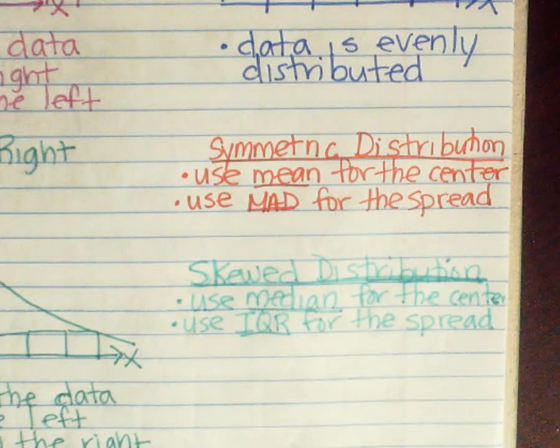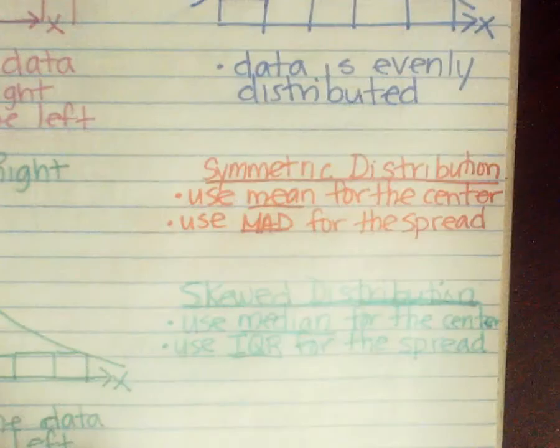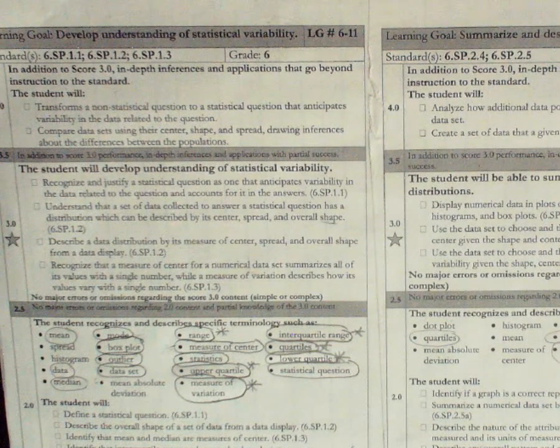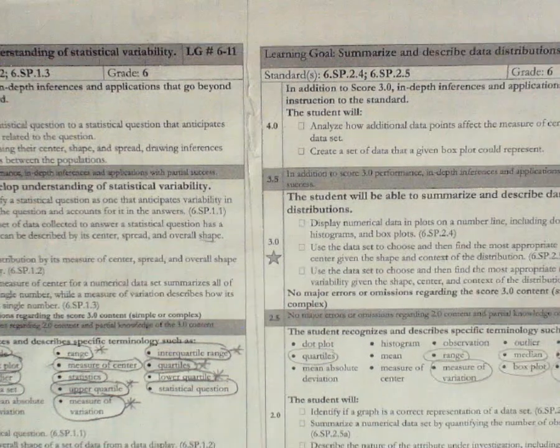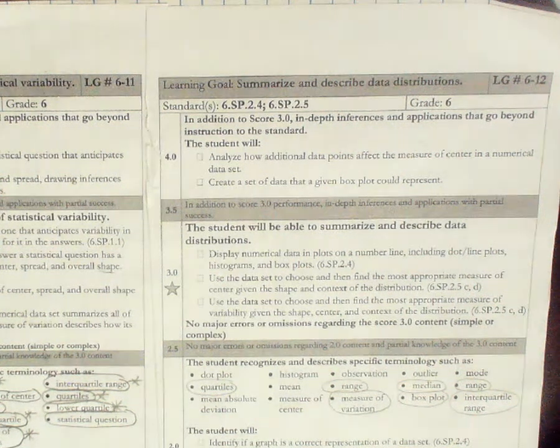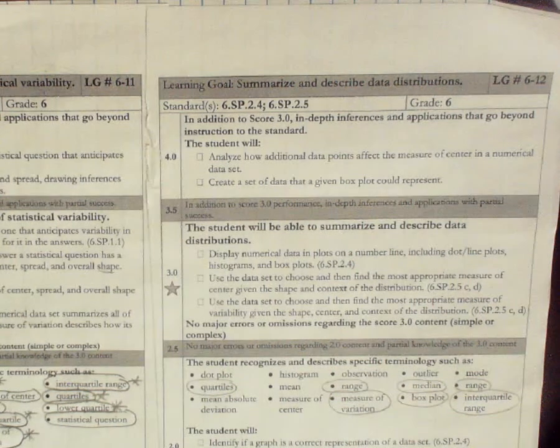If we recall, I'm going to go back now to page number 50. Here's page 50. We developed understanding of statistical variability and described a data distribution by its measure of center, spread, and overall shape from a data display. We also summarized and described data distributions, and we used the data set to choose and find the most appropriate measure of center and variability, combined together, given the shape and context of distribution.